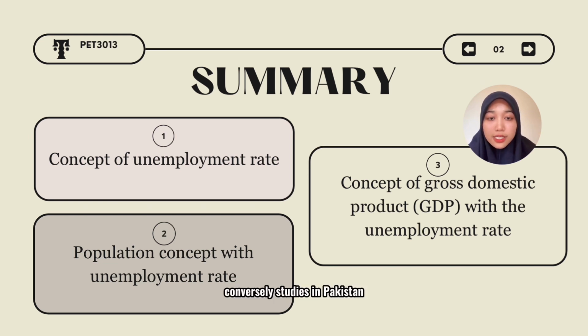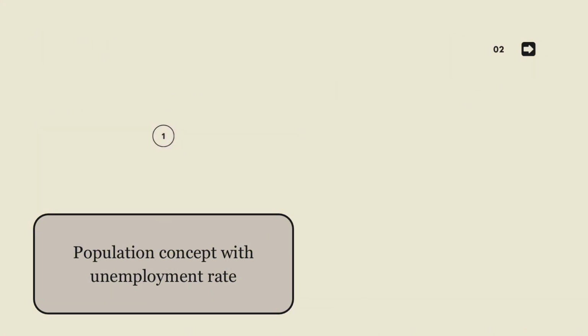Conversely, studies in Pakistan agree that higher population growth leads to lower unemployment rates, suggesting an inverse and significant effect on unemployment. Additionally, studies in the Kosovo economy found an inverse relationship between population growth and unemployment.